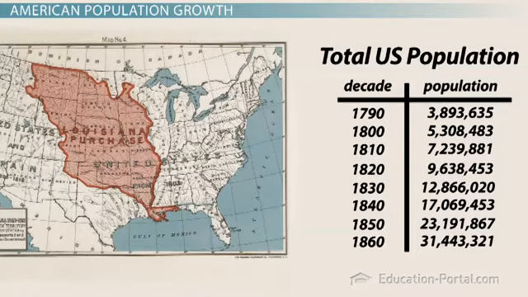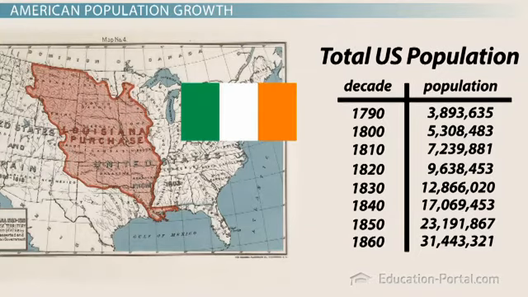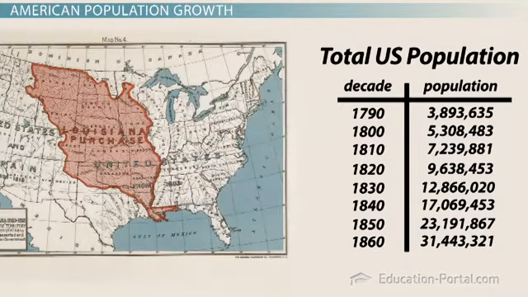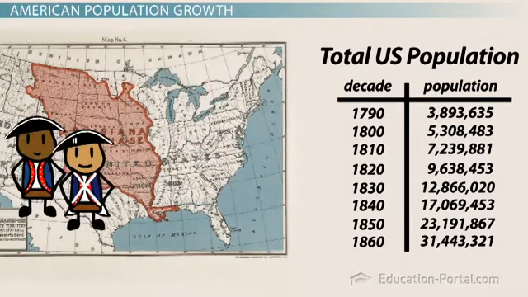Mid-century saw a second rush of immigrants from Ireland and Germany, mostly because of crop failures in those countries. But then there was also the addition of land and people in the Southwest from war with Mexico at that time.